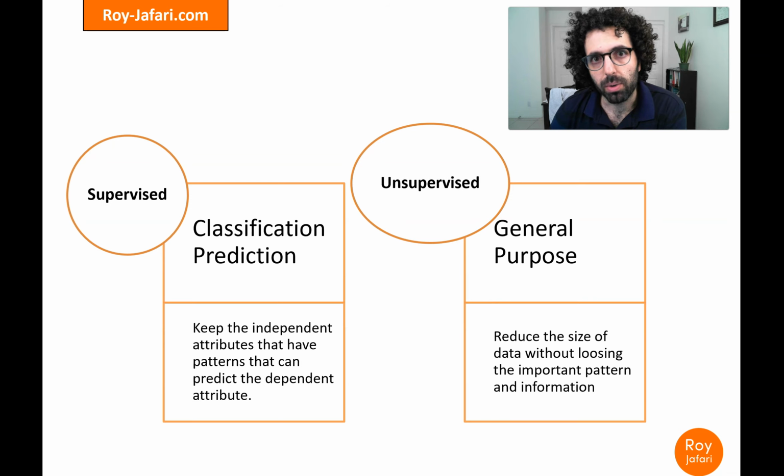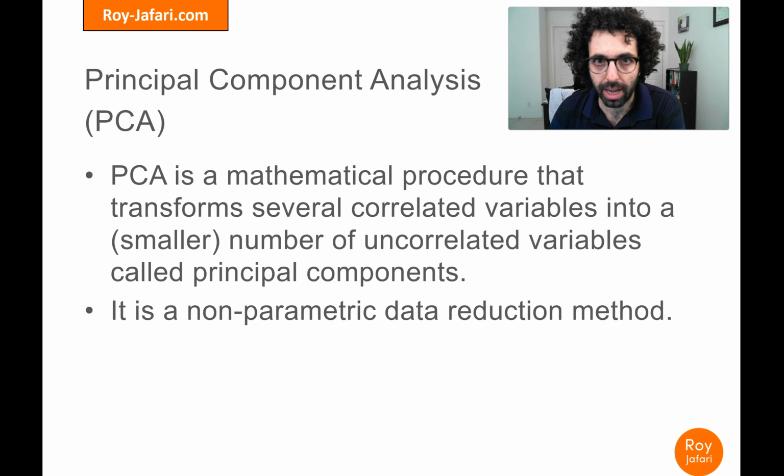But against it comes unsupervised dimension reduction, which is what we are going to learn today. It is a general dimensionality reduction to reduce the number of columns and attributes by making sure that we keep the most important part of the data, but at the same time reduce the number of attributes and dimensions. One of the very famous methods in this arena is principal component analysis.